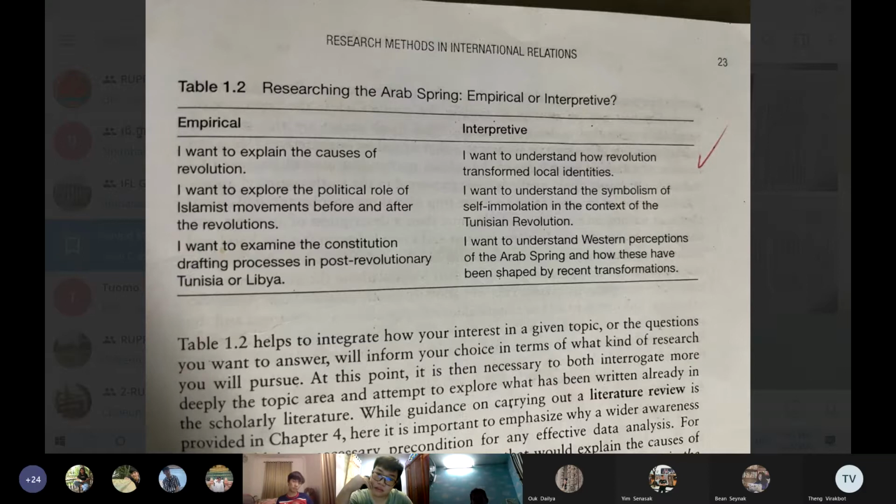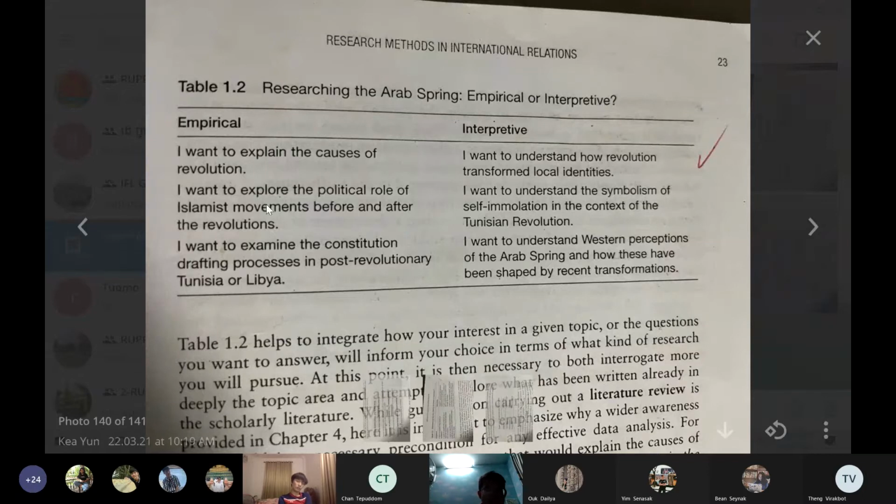All right, so clear about that, everyone? Yeah. In a moment, we will have a small group activity. You will go to your group assignment. What I want you to do is to create your own 3 empirical topics and your own 3 interpretive topics. You start the topic with the same 'I want to,' and then you can put a verb: explain, explore, examine, understand, or whatever you want, right?